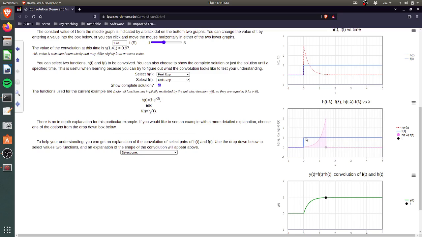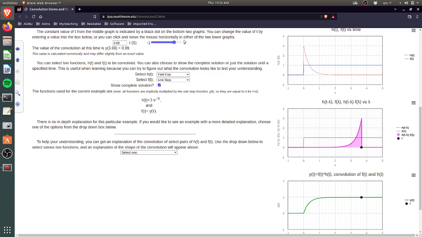Now because it's a Heaviside step function, it is not going to change. So as the red function proceeds, the overlap area does not change. The overlap area remains constant, and as a result, the convolution result will also remain constant.